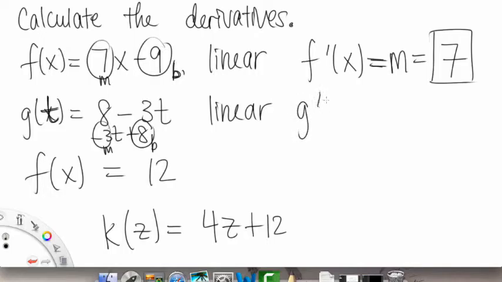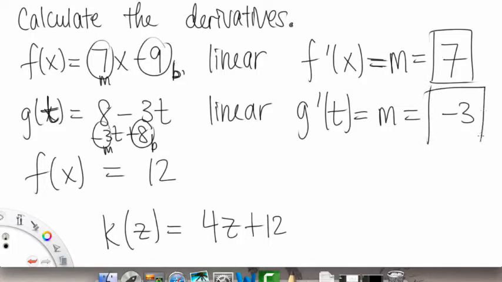So g prime of t, in this case, is equal to m still, because it's a linear function, and our m is a negative 3, okay? So that's the derivative of the second one there. All right, now let's look at the next one.